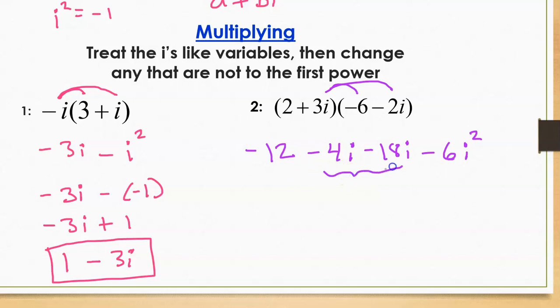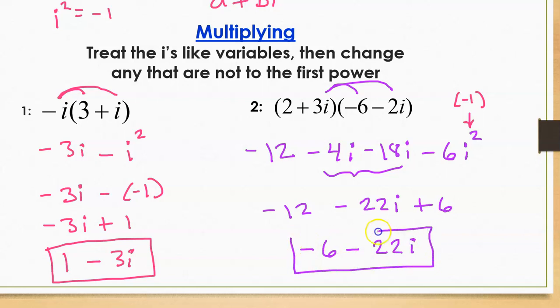Combining these like terms right here, I'm going to get -22i. So I have -12 minus 22i. But remember, this i squared is secretly a -1. And -1 times -6 is +6. So that's going to become a +6. And then -12 plus 6 is -6. So I end up with -6 minus 22i for the final answer.